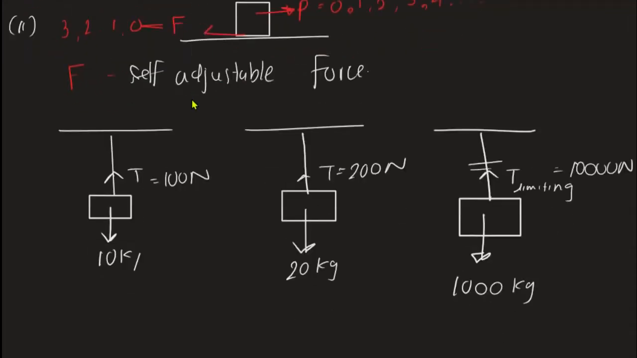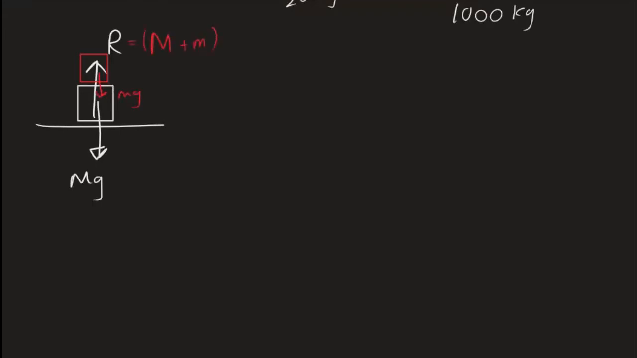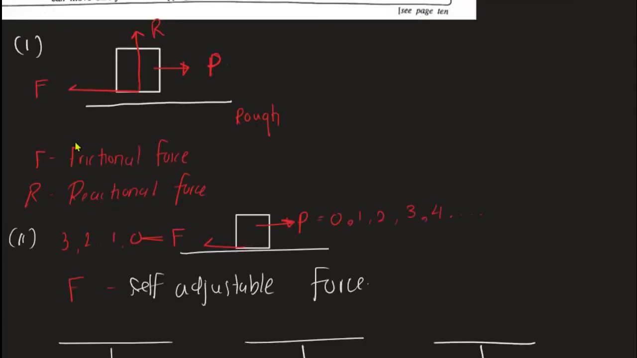For example, also the reaction. When you consider the reaction, even the reaction is a self-adjustable force. It depends on the mass. If you apply another mass on this, for example if that is mg, now the reaction is going to be capital M plus small mg. If you add another small mass, the reaction force will keep on increasing. Even that is going to have a maximum value. If that is surpassed, this is going to collapse. So similarly, friction is also going to have its maximum point.